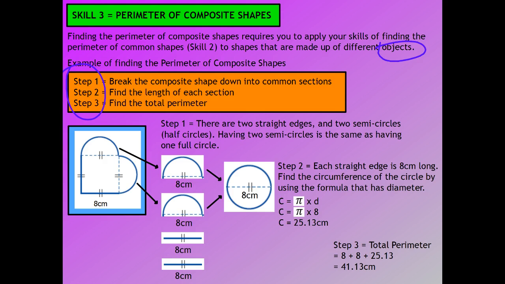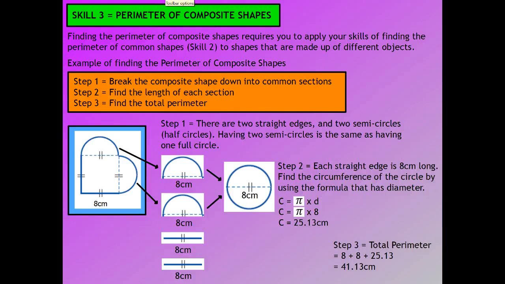Step 1, break the composite shape down into a series of common sections, all right? Sections of the shape that you're more familiar with. Find the length of each section and then find the total perimeter. So if we have a look at this object here down the left-hand side, we can see that there's a bit of a square and there's 2 semicircles, one on the top and one on the right.